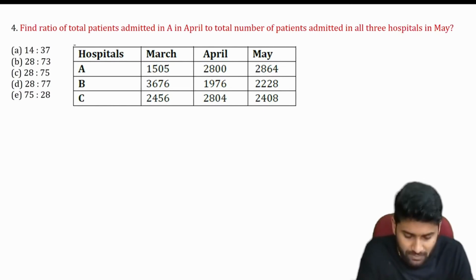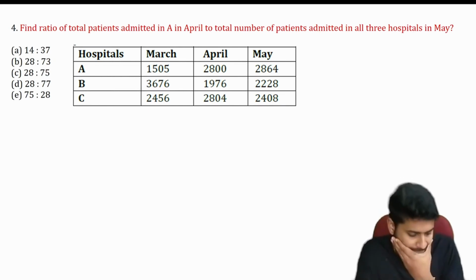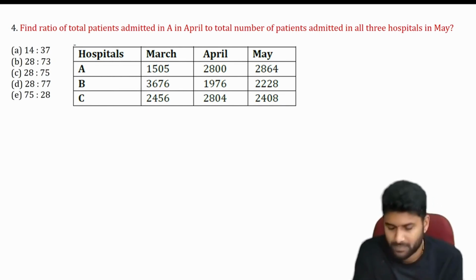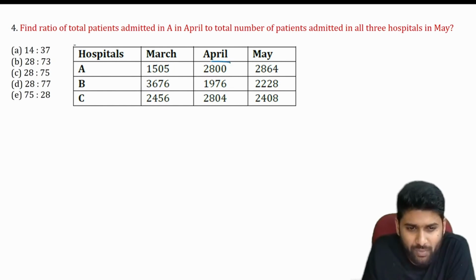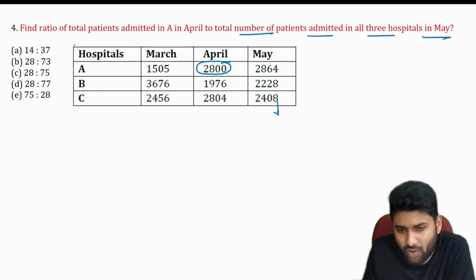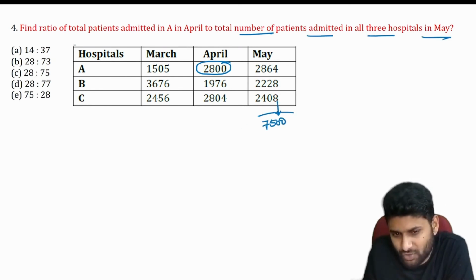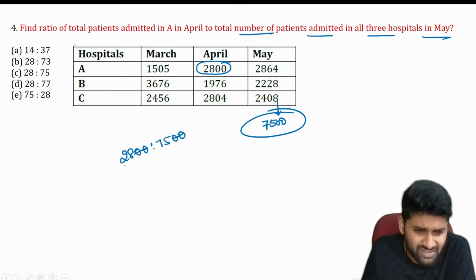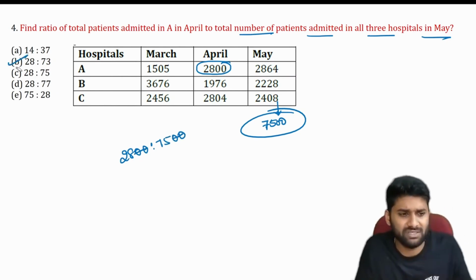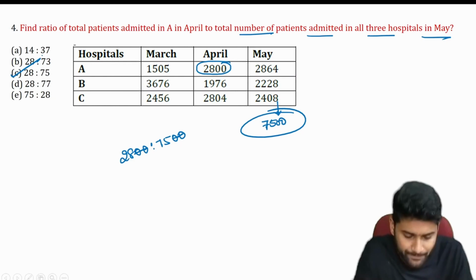On to question number 4. Find the ratio of total patients admitted in A in April. So how many are there? 2800. And the total number of patients admitted in all three hospitals in May. You already did this calculation in question number 1. So the total value is 7500. Now the question, what is the ratio? Check if we can get any common multiple. There is no common multiple here, so your answer is 28 and 75.